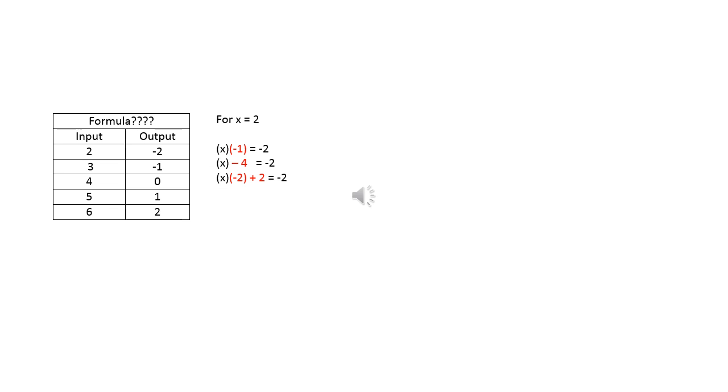So think about all the ways you can change 2 from the input into an output of -2. I could do 2 times -1. That gives me the right answer. I can do 2 minus 4 equals -2, the right answer. I could even do 2 times -2 plus 2, and that gives me the correct output of -2 as well. I've done a few different options. I'm going to move on to another number now.